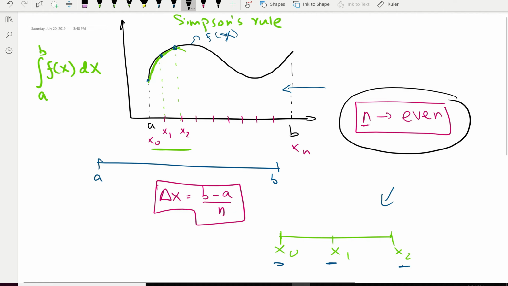Now the next question: you know why we used rectangles and trapezoids in previous methods? Because it's so much easier to find the area of a rectangle, right? It's length times width. But how about a parabola? Anyway, you have to calculate the area under this parabola. How are you going to do that? Is there a formula? Think about this.